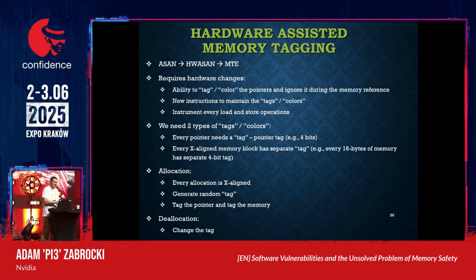So how do we allocate the memory? Every allocation needs to be aligned. We need to generate a random tag, and we tag both the pointer and the memory with the same tag. And during deallocation, we just change the tag on the memory, but not on the pointer. I know that's a lot of words, so how does it really work?